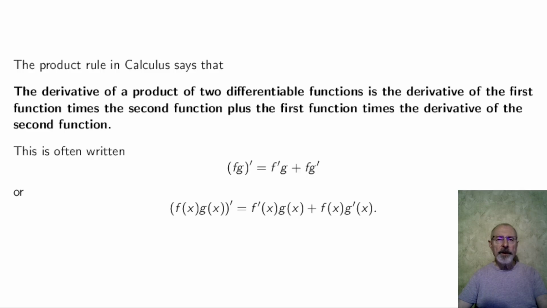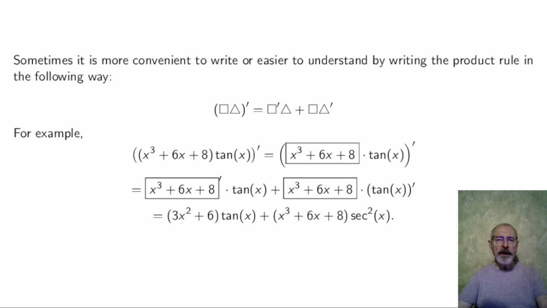The product rule in calculus states that the derivative of a product is the derivative of the first function times the second plus the first function times the derivative of the second. But we can write that more easily as the derivative of a box times a triangle is the derivative of the box times the triangle plus the box times the derivative of the triangle. Now, this is the same as what we had before, but if you're actually doing complicated problems, sometimes putting objects in different geometric shapes can make the calculation easier.